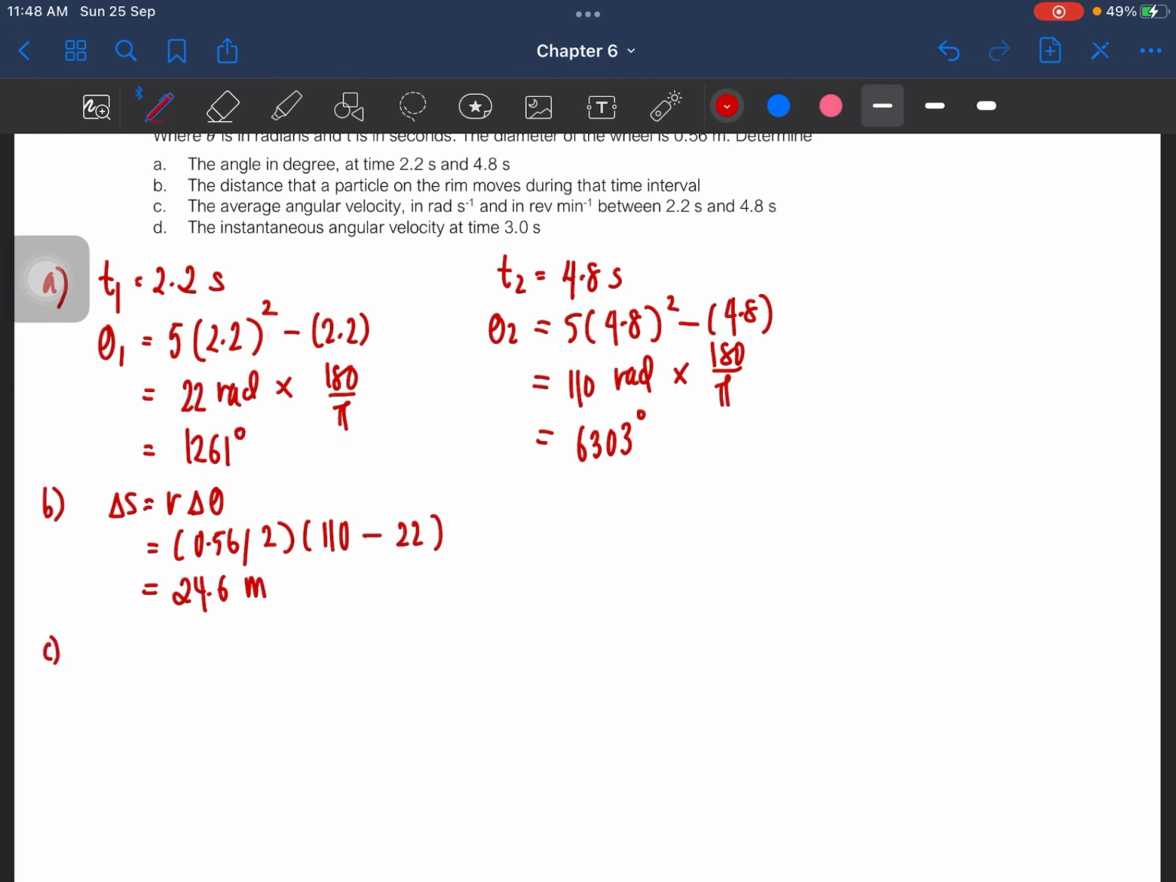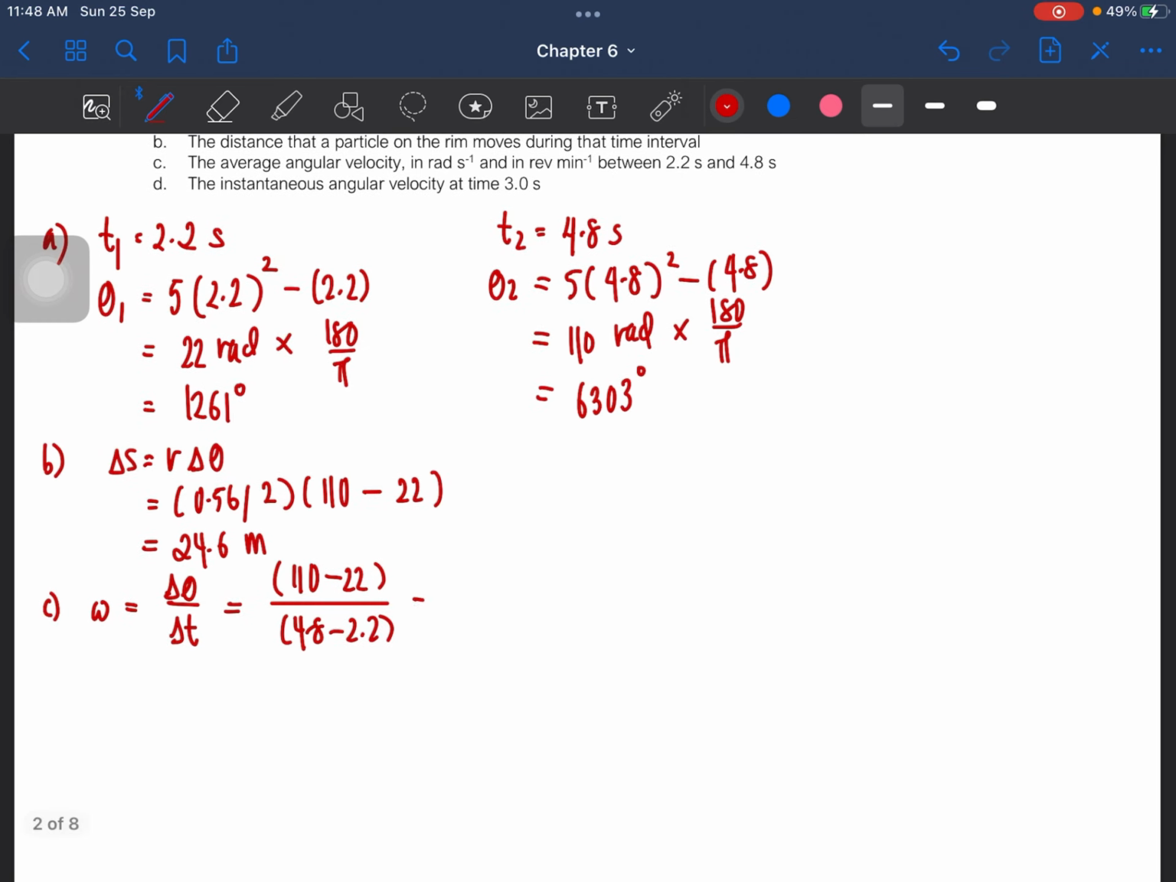meter. Question C, we have to calculate the average angular velocity in radian per second and in revolution per minute between that time interval. This is just omega equal to delta theta over delta t. So this is 110 minus 22 divided by 4.8 minus 2.2. So the average angular velocity is equal to 33.9 radian per second.